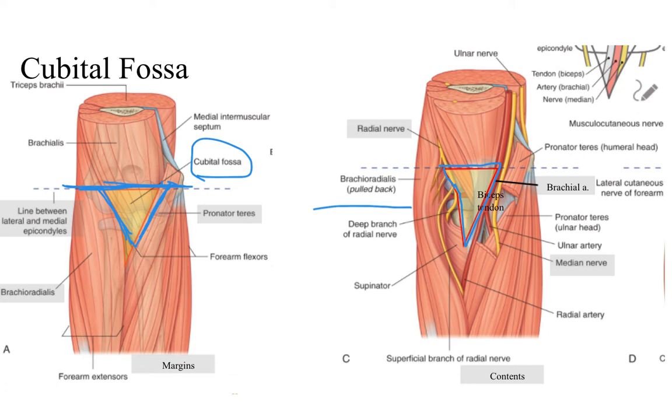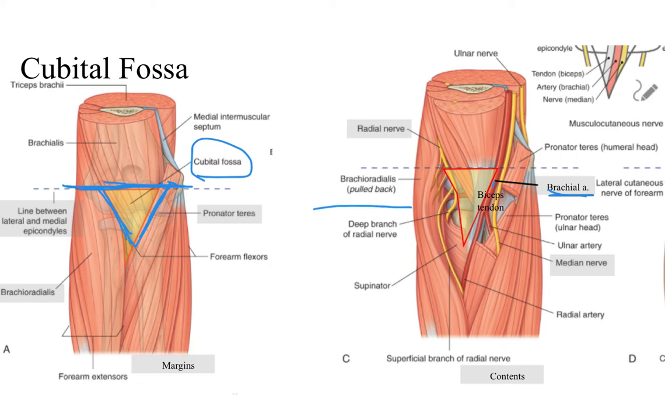Deep to the cubital fossa, which we consider the floor, would be your supinator muscle as well as your brachialis muscle. And then what you're going to find within the cubital fossa is, of course, the brachial artery, and that's going to be one of the more important ones.